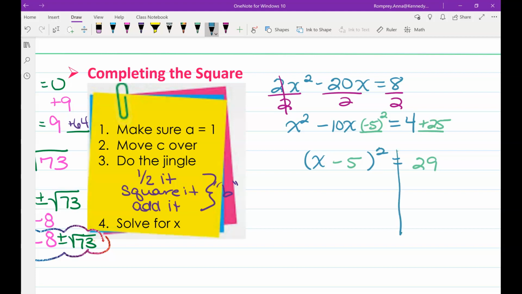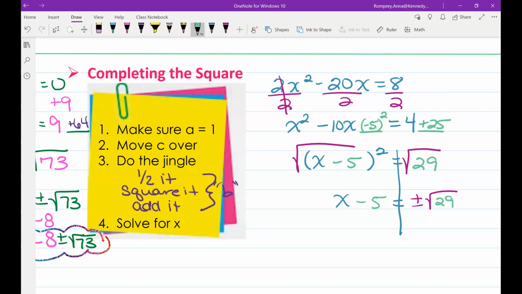What do we want to get rid of first? You guessed it, that's squared. So I'm going to go ahead and take the square root of both sides. So I'm left with x minus 5 equals, remember, two solutions, so plus or minus the square root of 29.